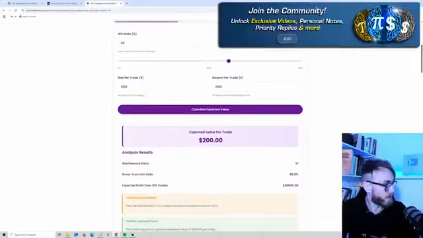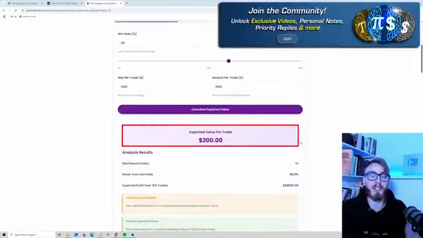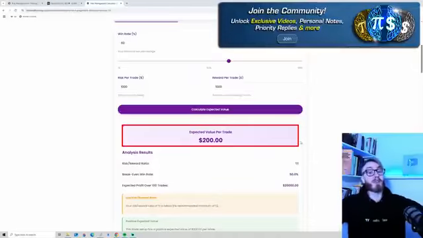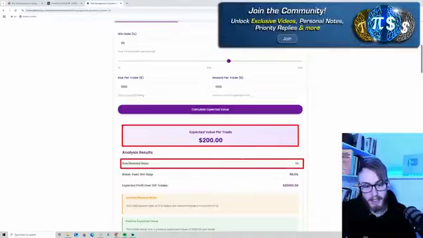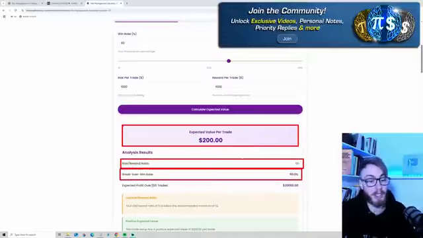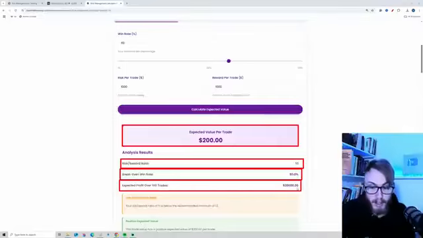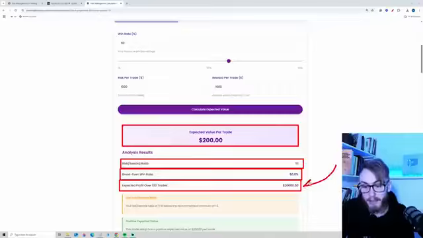Just like that, you can see that our expected value, so this is what we expect to win if we take a large amount of trades, is $200. You also get some nice information here. You get the risk to reward ratio, you get the break-even rate, you also get the expected profit over 100 trades. So if we take 100 trades with this strategy, we expect to win $20,000.